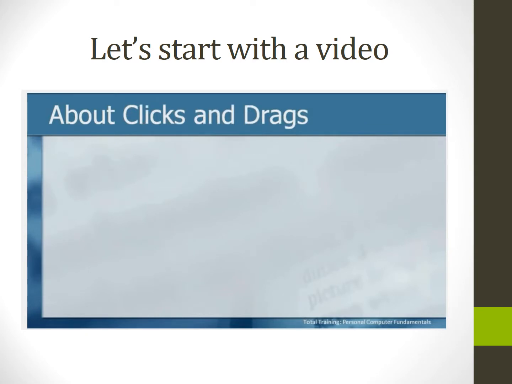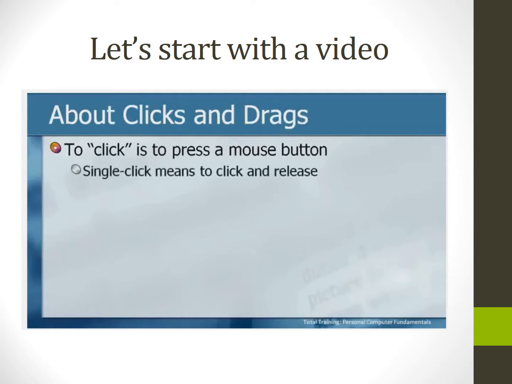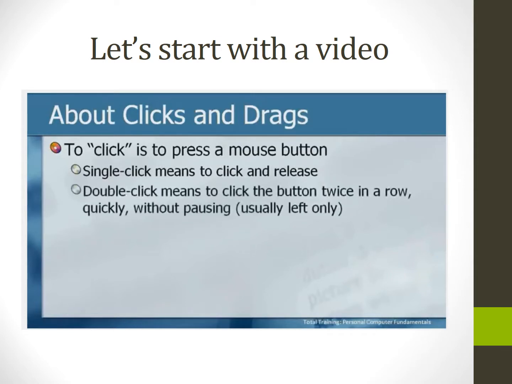After we get beyond how to move the cursor, how to click the buttons, and how to use a scroll wheel, then we need to know about clicking and dragging. To click is to simply press a mouse button. We will do a lot of single clicking, which just means press and release the button. You also will need to do some double clicking, and double clicking means to click the button twice in a row, quickly, without pausing in between. Usually you only double click with the left mouse button. You don't usually double click the right button.